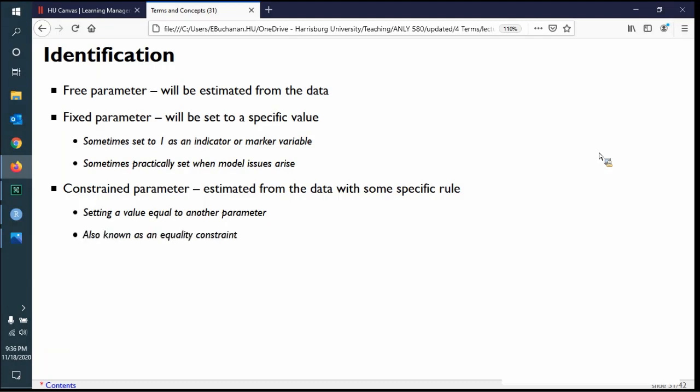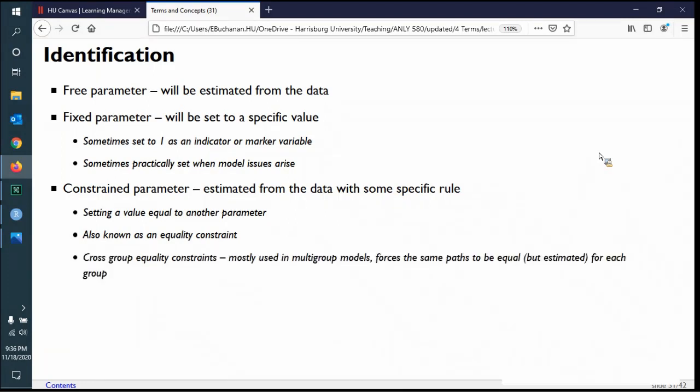Sometimes this is known as an equality constraint because you're setting them equal to each other, but not to any specific number. And so when we get into multigroup analysis, that is a very large test of equality constraints where we're setting group 1 and group 2 equal to each other. So do they have the same parameter or not? But we're estimating that parameter, so we're either making it the same or we're making it different.